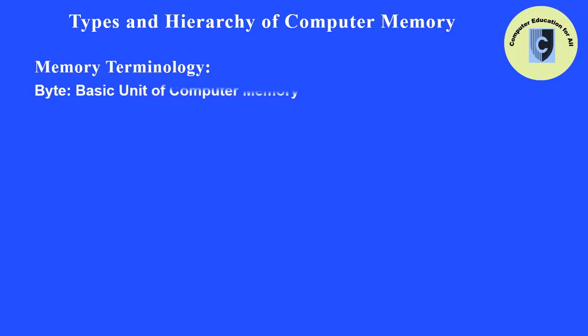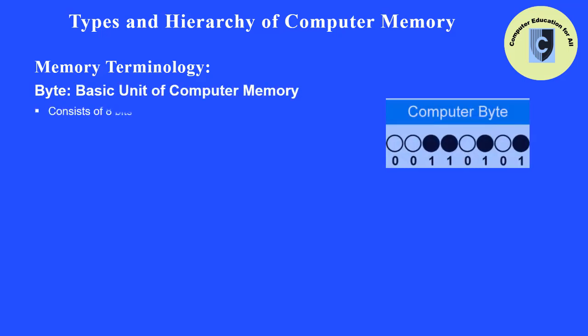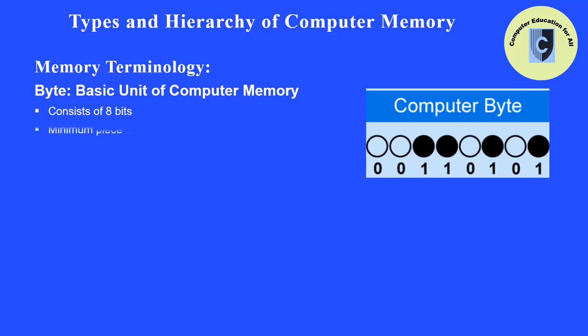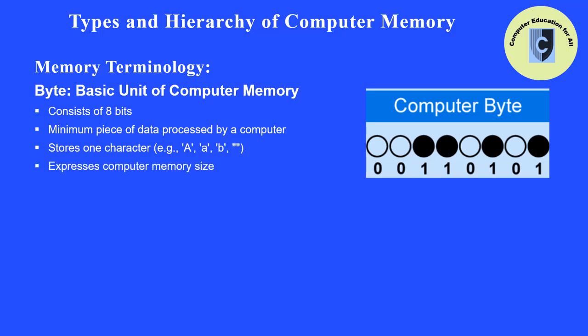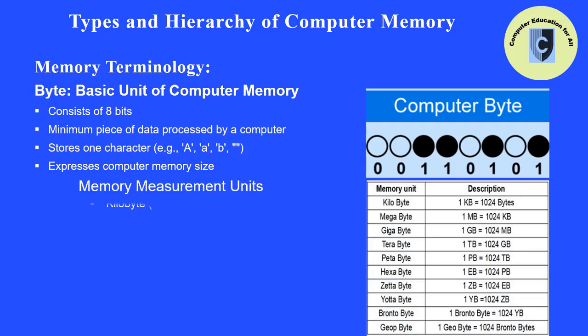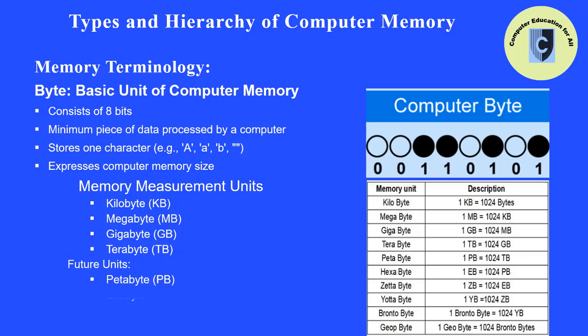Byte is the basic unit of computer memory, and it is the minimum piece of data to be processed by a computer. A group of 8 bits is known as 1 byte. 1 byte of memory is required to store one character in the computer. A byte is generally used to express the memory size of a computer. Computer memory is measured in terms of bytes. The higher units are kilobyte, KB, megabyte, MB, gigabyte, GB, and terabyte, TB. In the future, memories will also be available in petabyte, PB, and exabyte.